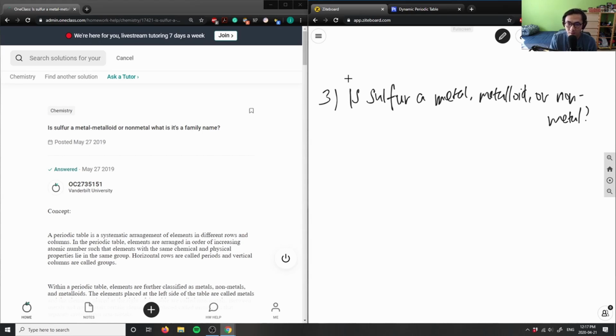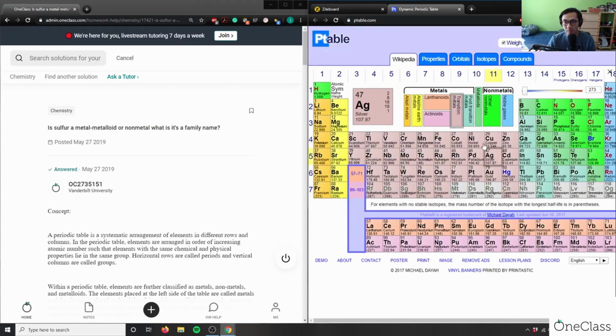It's asking also what's the family name. Okay, so in order for us to figure out if sulfur is a metal, a metalloid, or non-metal, all we have to do is look at the periodic table, right? And in this case, the periodic table here actually gives us a very nice indicator of our colors here. So all I have to do is find sulfur, right?